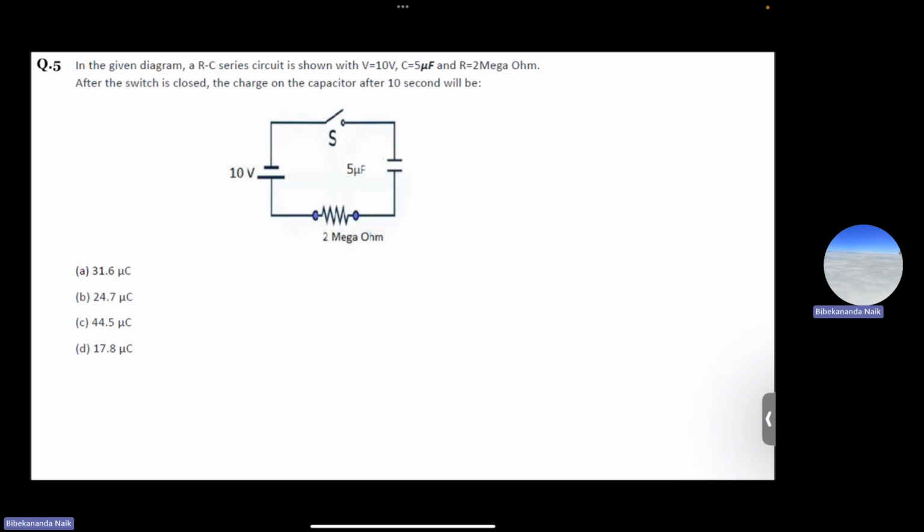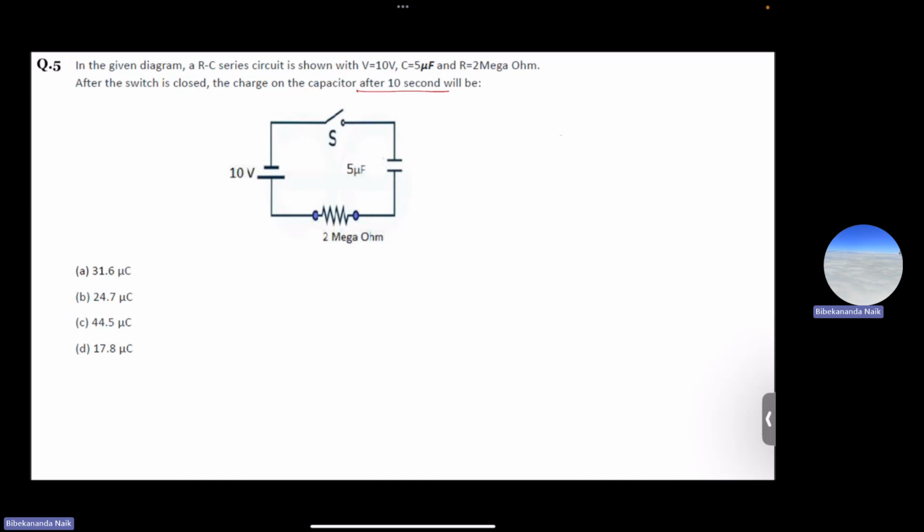So now this comes to the concept of series RC circuit. As you can see, there is an RC series circuit shown in the figure, and the voltage applied is 10 volt. The capacitance of the capacitor is 5 microfarad, and the resistance is 2 mega ohm. After the switch is closed, we need the charge on the capacitor after 10 seconds. As we know, for a DC signal, the capacitor charges. So the total charge developed on the capacitor after 10 seconds, that we need to find.